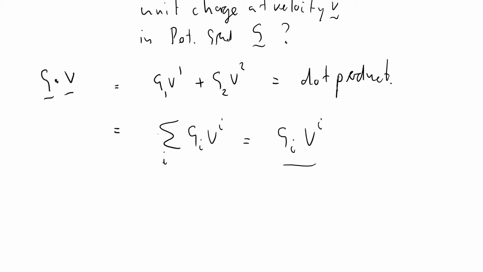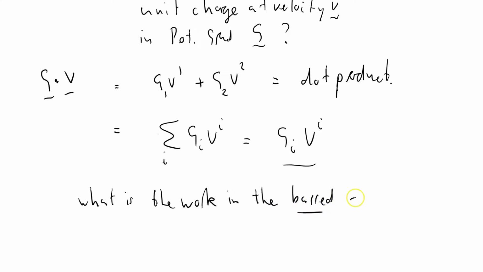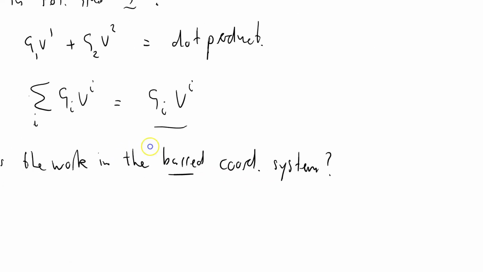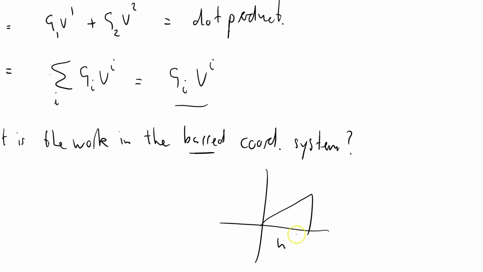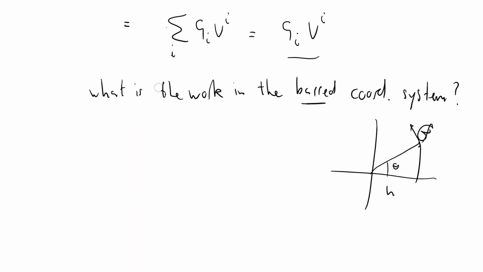Well, that's quite nice. And of course, what I want to do is to figure out what this answer would be in the barred coordinate system. So what is the work in the barred coordinate system? Okay, and the barred coordinate system is, of course, this kind of moving one here, and it moves around. And so that's great. So what I want to do is to transform this beast here from Cartesian coordinates into a barred one. And what? Well, let's just try it.